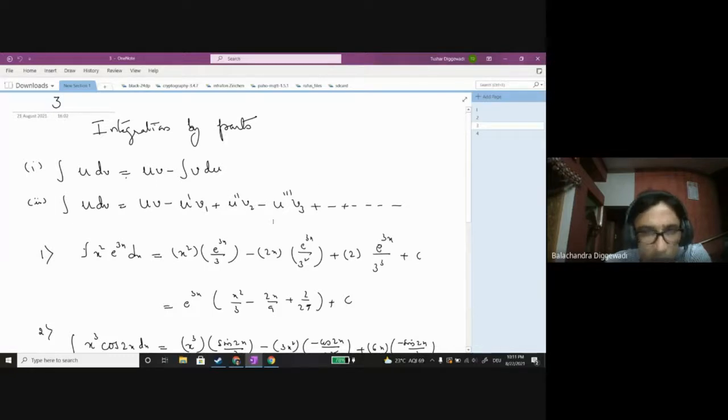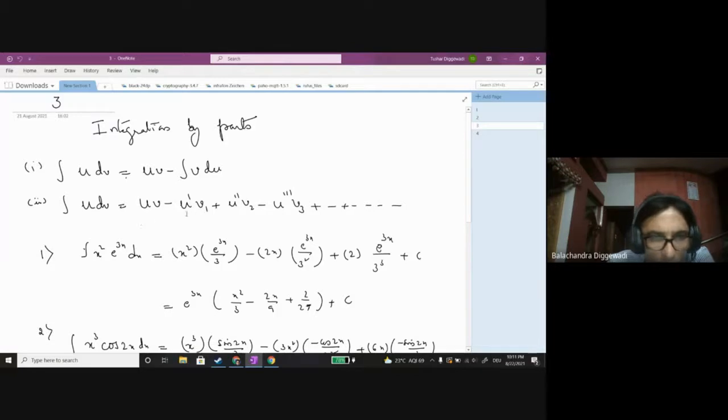Here u is the differential part, which you keep as it is, and v is the integration of the second part. Once you have written these two terms, then don't check this term again. Irrespective of the sign of these two terms, the series goes alternately positive and negative.